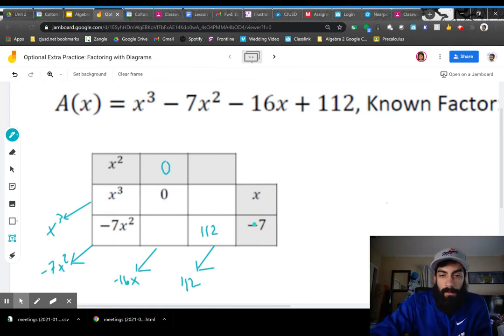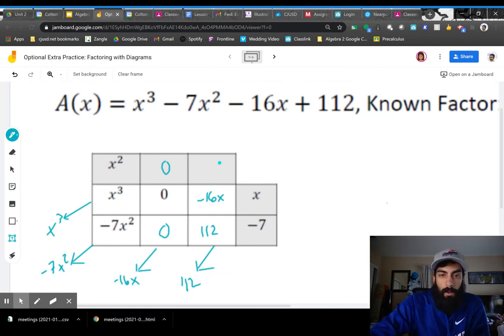Now we can figure out this box. 0 times negative 7 is also 0. So now we just have these two up here. Well, now we need to have some number that adds with 0 to equal negative 16x. So that's what we'll have here. What plus 0 is negative 16x? Pretty simple, it's negative 16x. Add something plus 0, it will still be the same. Added nothing to it.